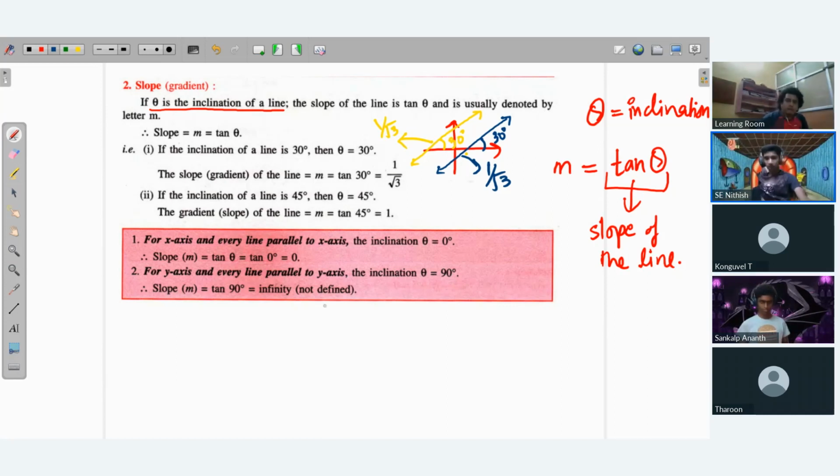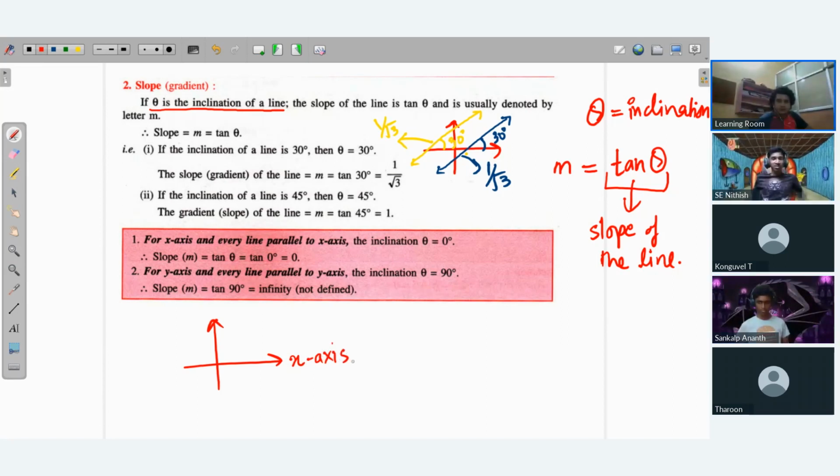Now, any line which is parallel to the x-axis or is the x-axis, you need to be careful. What is the inclination of the x-axis? Zero degrees, and tan zero is zero. So we consider the x-axis parallel to the x-axis.